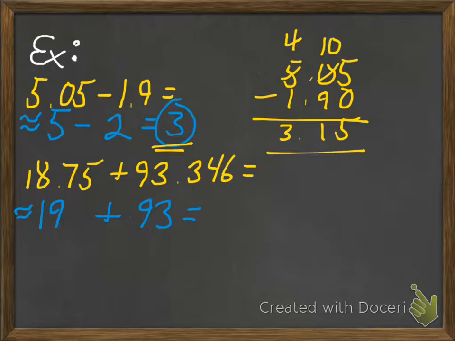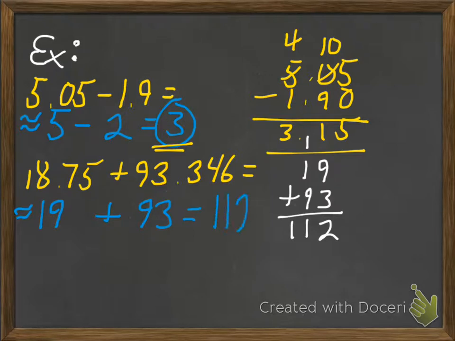Now if we add these two numbers together, you may or may not be able to do that in your head. It's probably safer to come over here and just do 19 plus 93, because there is a carry involved. 9 plus 3 is 12, and 9, 1, and 1 adds up to 11, so we get 112. All right, and both of those we're using rounding. Let's take a look at the next problem.